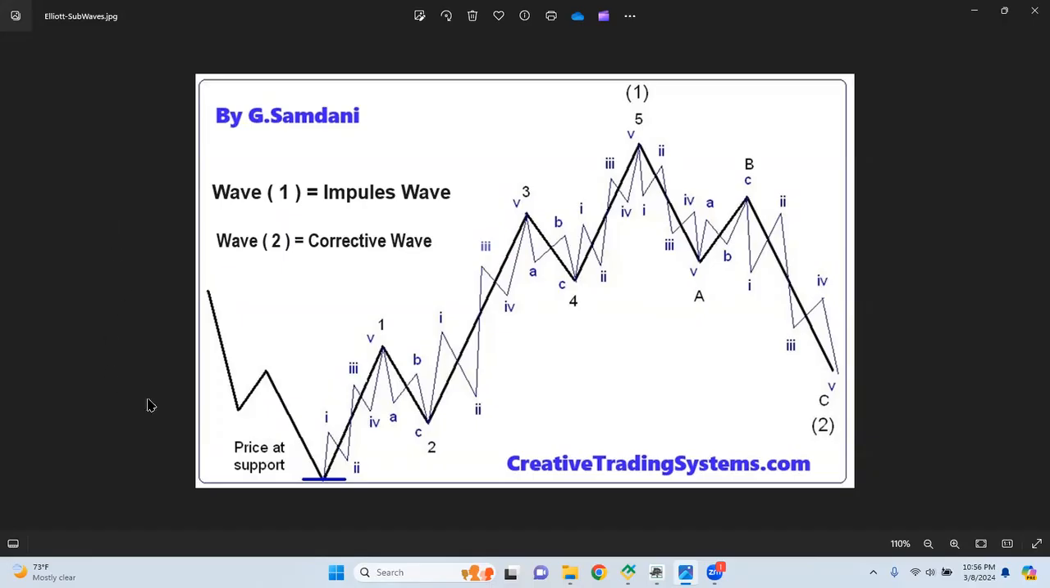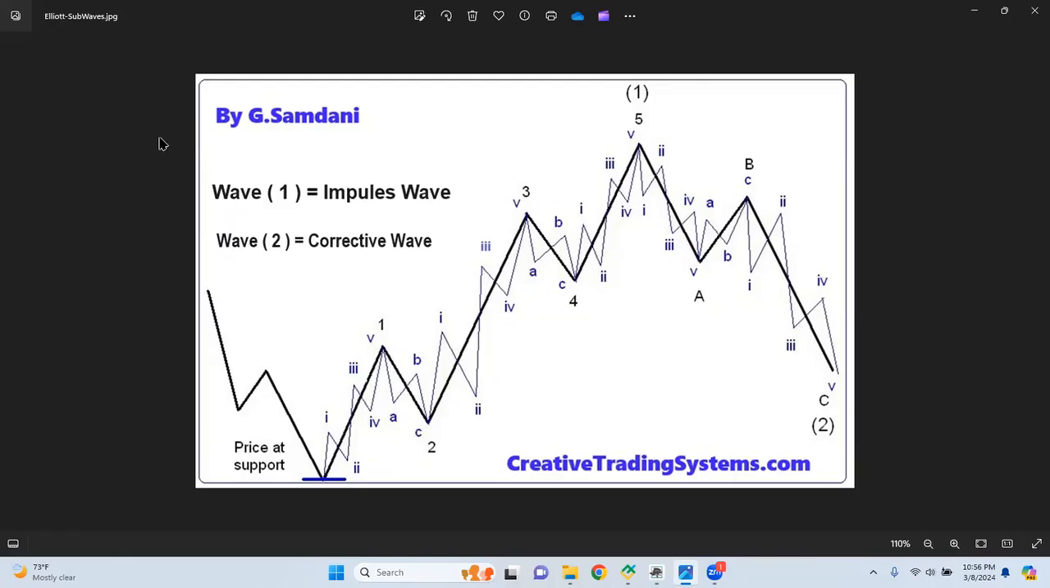We're going to see how wave one, this whole wave one with five subwaves, unfolds, especially within a channel. If you make a channel as a guide, then you can easily follow these waves if they are behaving well. They should be making a nice channel according to whatever they're supposed to make. So let's get started here.